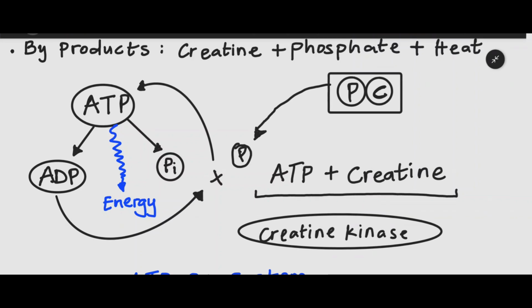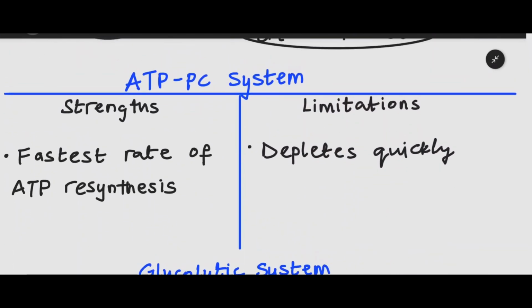And because creatine kinase is involved in the ATP-PC system, the actual products of this ADP plus this P from the PC molecule joining together is ATP plus creatine. So it not just creates this ATP, it also creates this creatine right here, which is one of the byproducts like we spoke about. Now let's look at the strengths and weaknesses of the ATP-PC system.